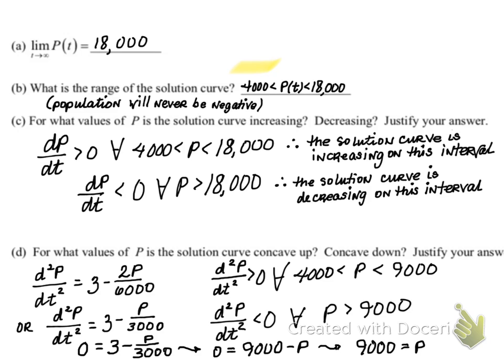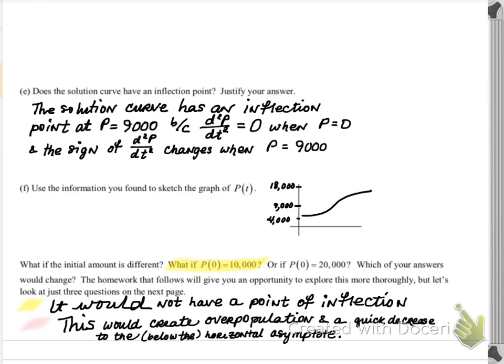You can double check and make sure it changes signs at 9,000, but it has not asked you to prove that it changes signs there. It just asks you to show where it's concave up and where it's concave down, and what I've shown is, in fact, enough justification. Again, you have a point of inflection at P equals 9,000, because that is where your second derivative equals 0.